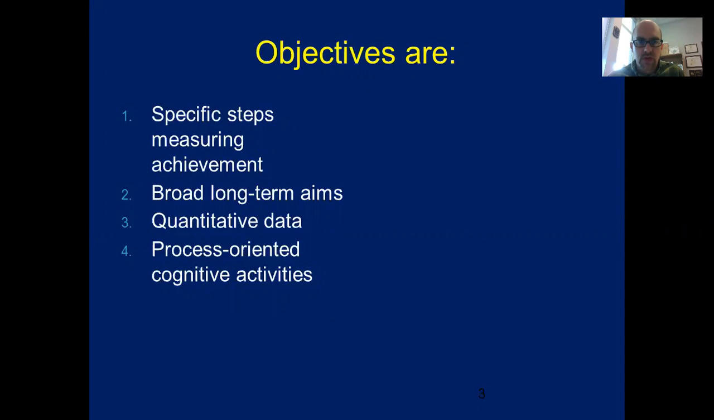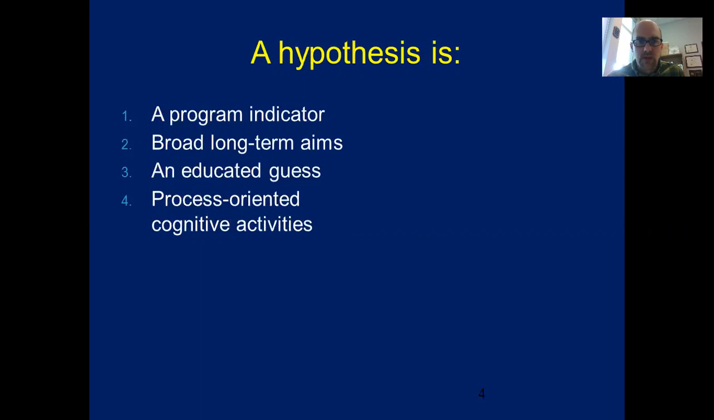Objectives. Okay, so objectives can be one of those 4 things, and the correct answer for this one is going to be number 1. These are the specific steps that you take towards reaching those goals. And a hypothesis, I think we all got this right the last time. Again, it's an educated guess, number 3.